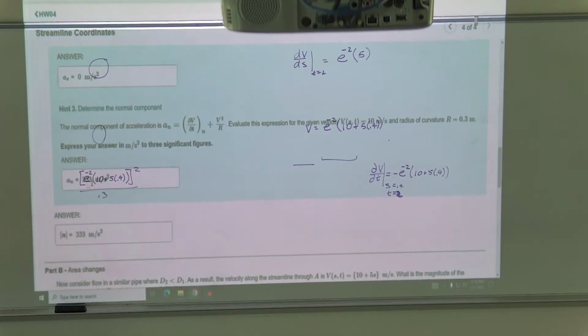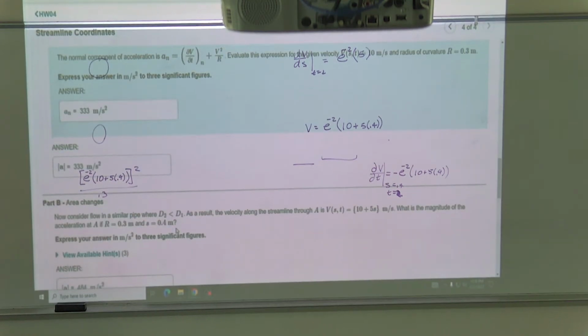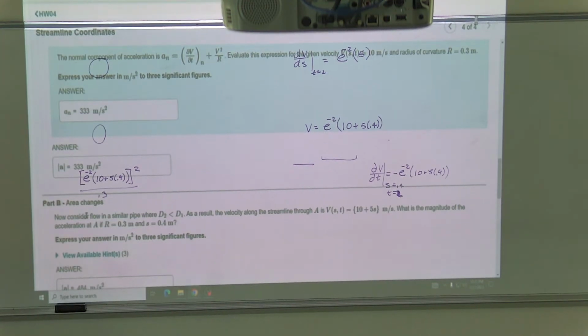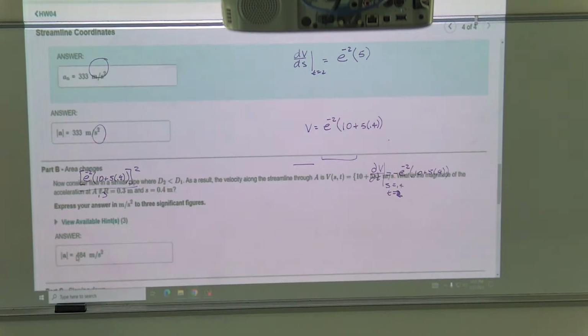Answer. So he says that, then he says this. Okay. Area change. Okay, this is kind of weird. Okay. I was too lazy to calculate. Oh, I did calculate. Did that one. Okay, so I got that one. So it's available hints.